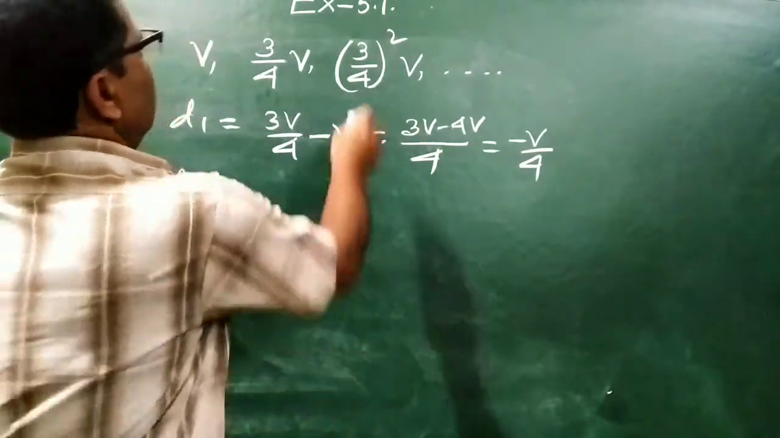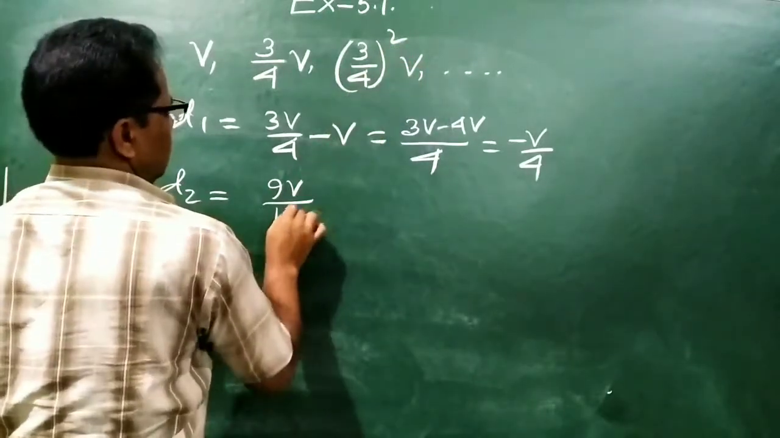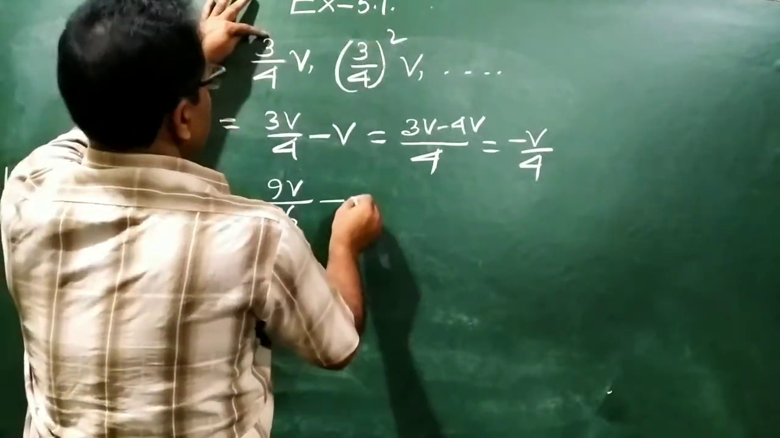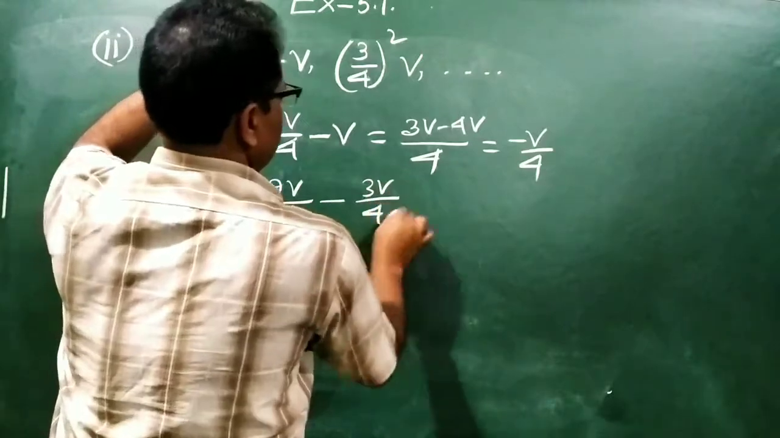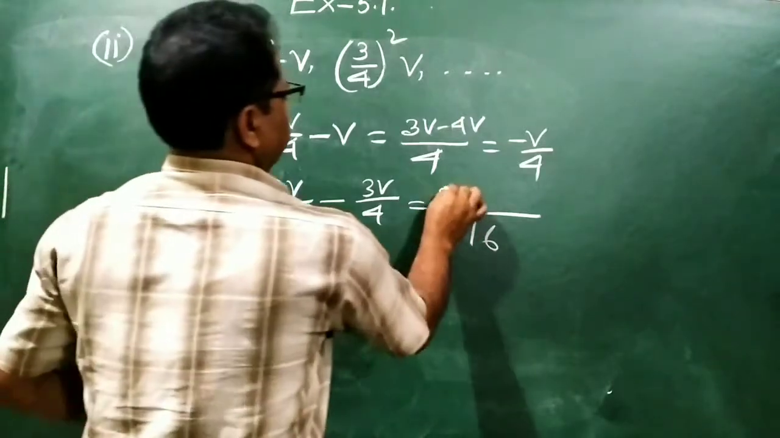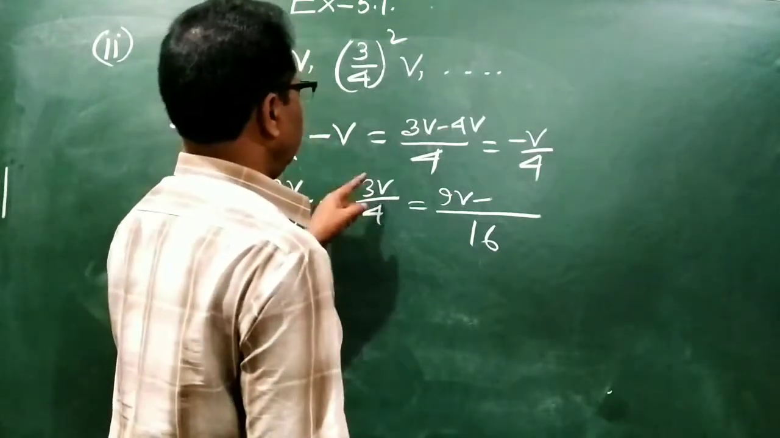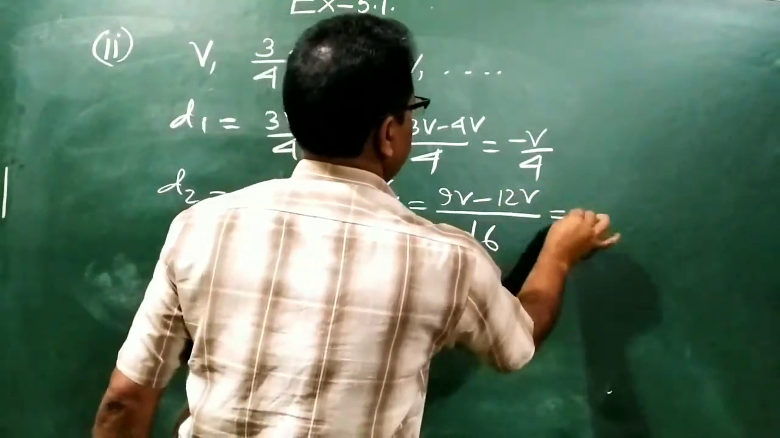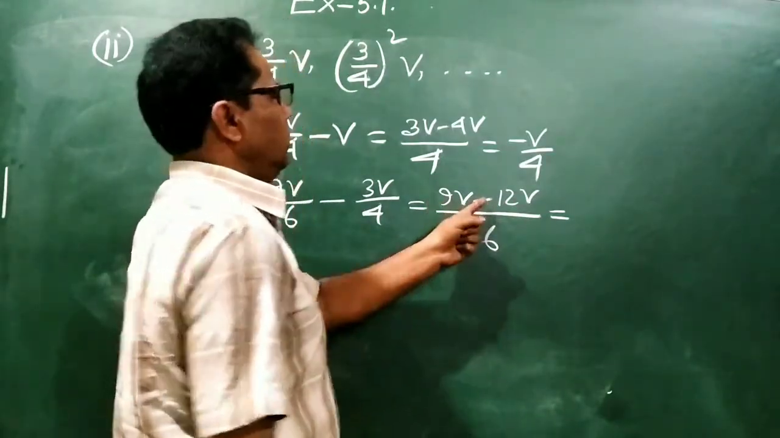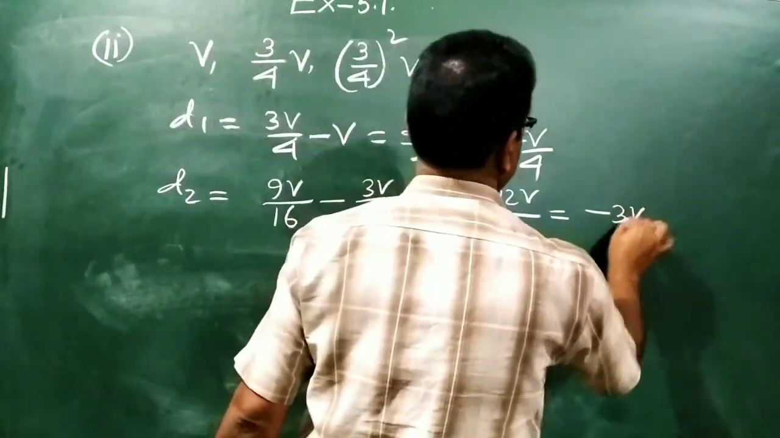And what will be the common difference D2? Third minus second: 3 squared is 9V by 4 squared, 4 squared is 16, minus 3V/4. LCM is 16. So 9V minus, dividing 16 by 4 we obtain 4, then 4 times 3V is 12V. Then 9V minus 12V, these are opposite signs, so subtract and take the sign of the bigger term. Subtracting 9 from 12, getting minus 3V by 16.